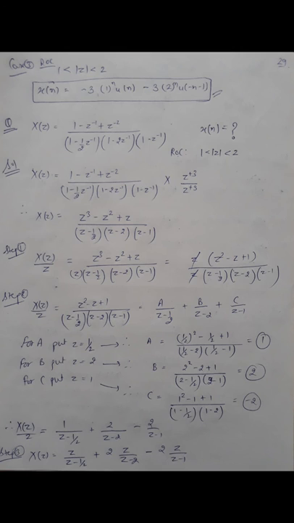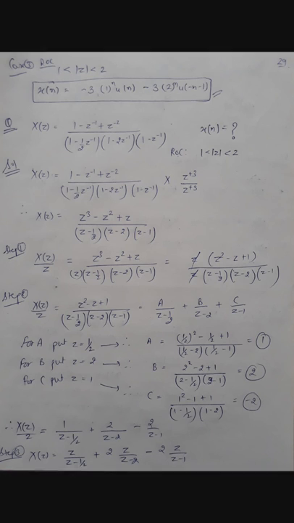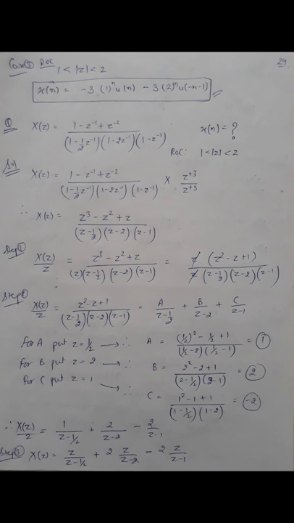So 1 z will cancel out; take common 1 z from the upper part and it will cancel out. So step 2 is partial fraction: a upon z minus half plus b upon z minus 2 plus c upon z minus 1. Put z equals half for the value of a, put z equals 2 for the value of b, put z equals 1 for the value of c. In this way we will get the values of a, b, c, that is 1, 2 and minus 2.